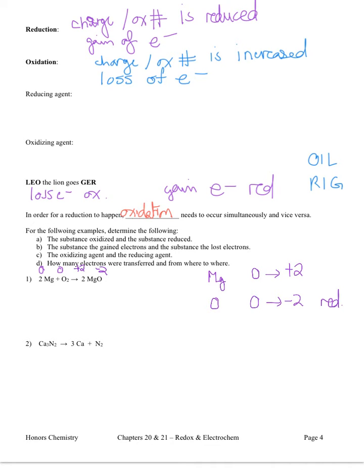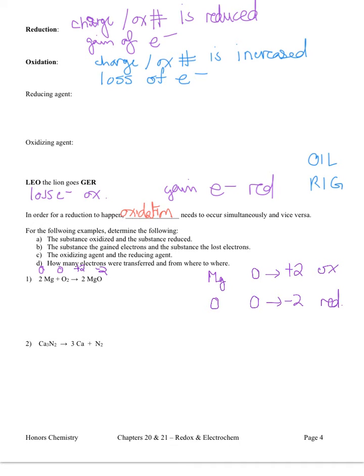So then which one went up? That would be the magnesium. It went up. It went from 0 to +2. So to answer letter A, you would say the substance that got oxidized would be the magnesium. The substance that got reduced would be the oxygen. Okay. Letter B says which substance gained electrons and which substance lost electrons.